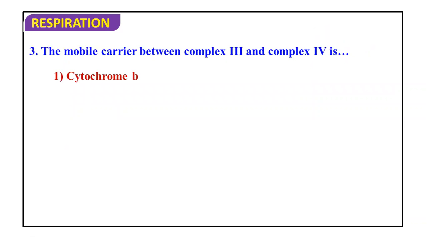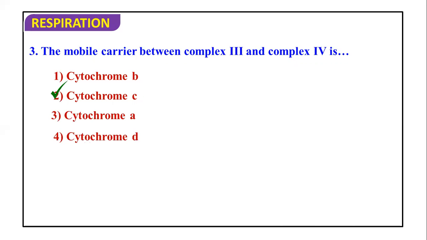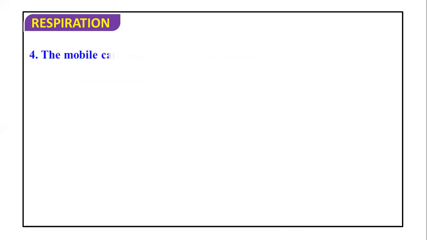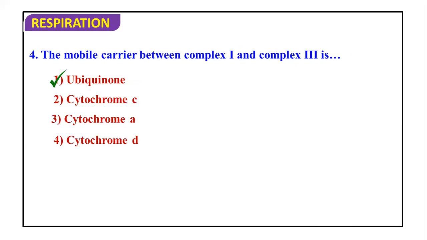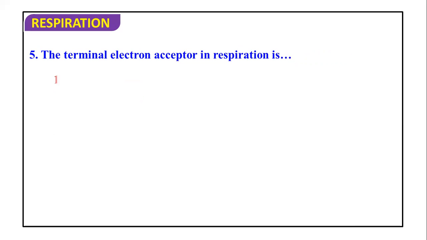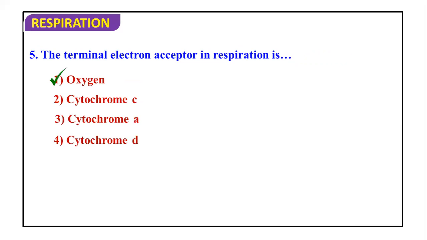The mobile carrier between complex 3 and complex 4: cytochrome c is located there, present on the outer surface of the inner mitochondrial membrane. The mobile carrier between complex 1 and complex 3 is ubiquinone, because ubiquinone carries out the transport of electrons between these complexes, and it is also known as coenzyme Q. The terminal electron acceptor in respiration is oxygen.